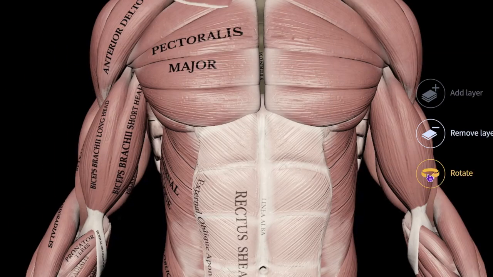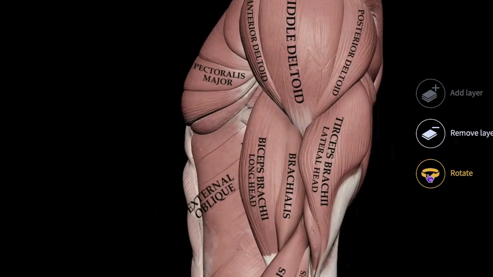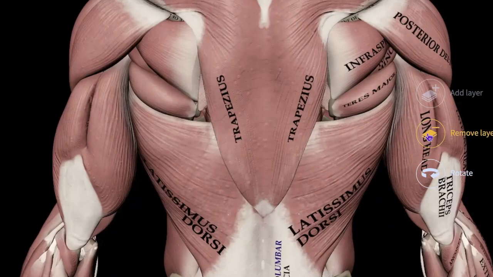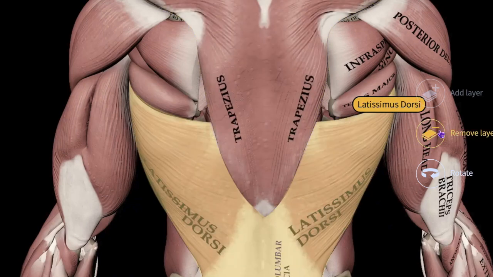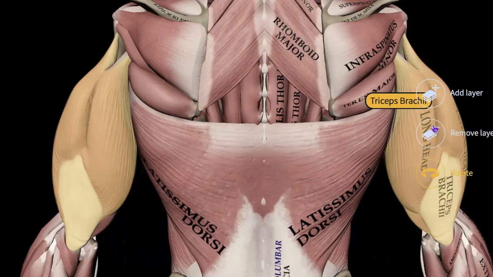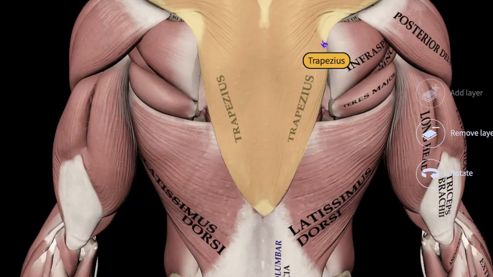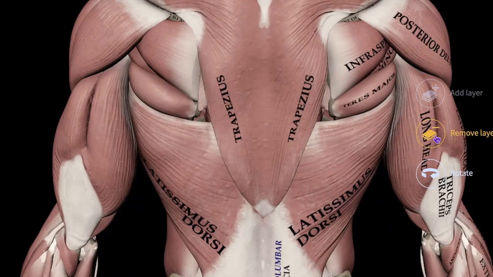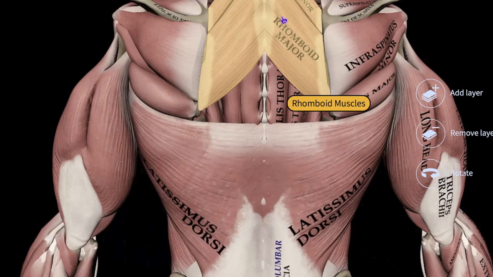All right, so I did traps already. Let's do rhomboids. So we're going to see, here's trapezius, and we're going to take a layer off, and here's rhomboids. So the movement patterns are different. Look at how trapezius moves downward and rhomboids moves upward.